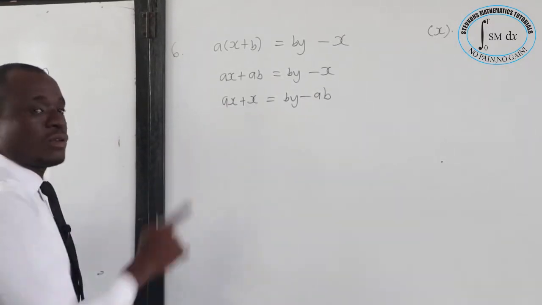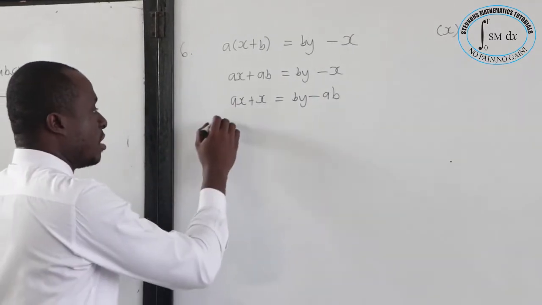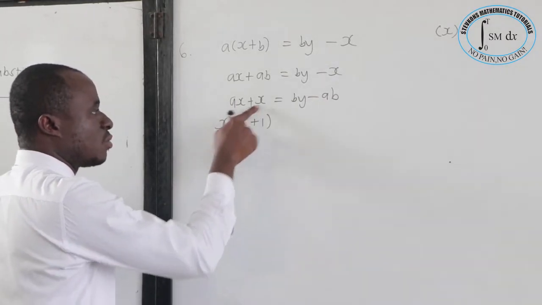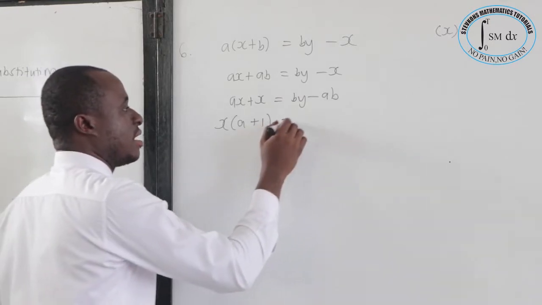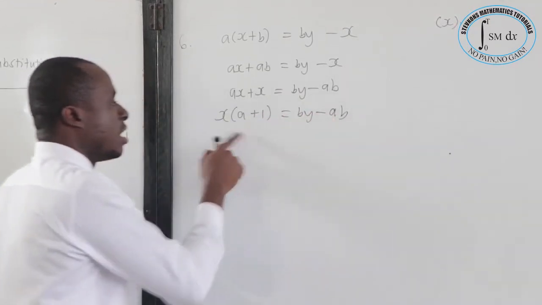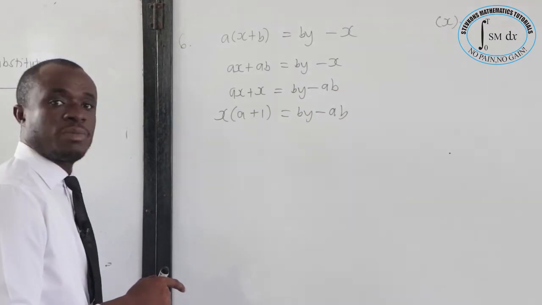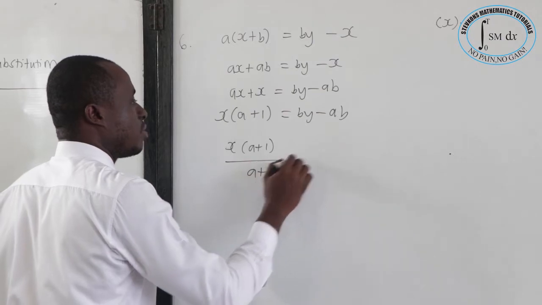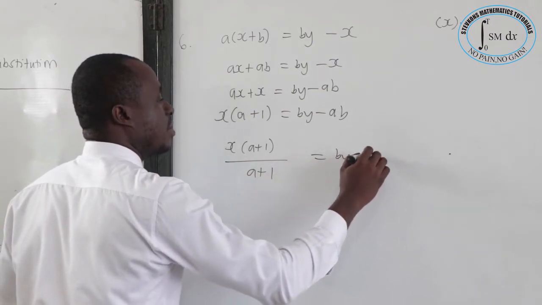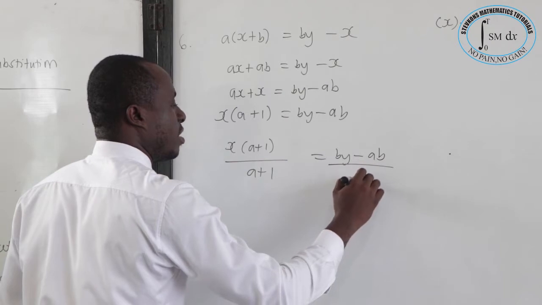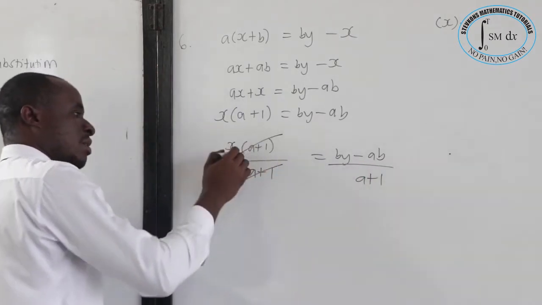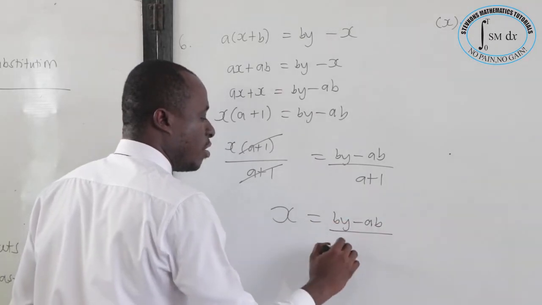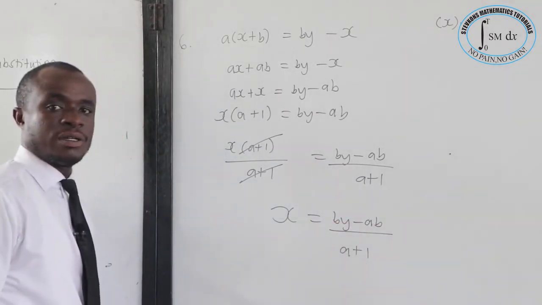Now x and x, we have to factorize x out. Now when I factorize x out, what do I have here? I have a plus 1. x times 1 is x. And I have by minus ab. I want to make x the subject, so I divide by what is multiplying the x. So I have x times a plus 1 all over a plus 1 equal to by minus ab all over a plus 1. Now this is cancelling out that. So I have my x to be by minus ab all over a plus 1.